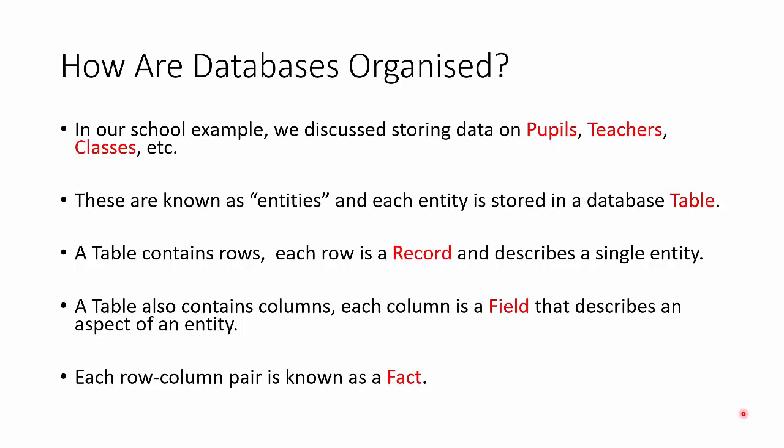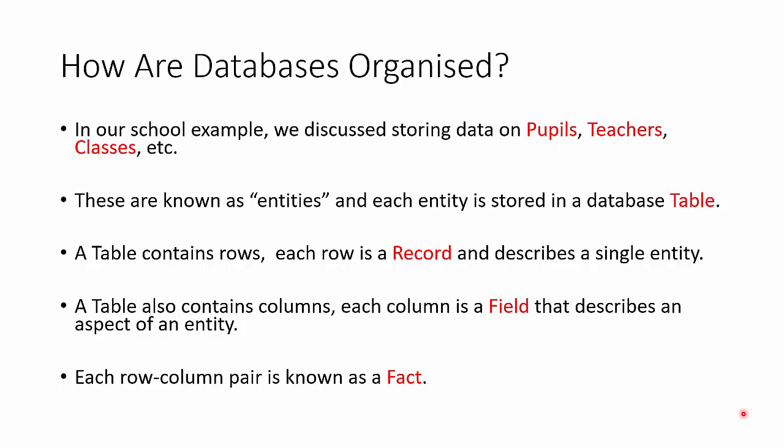So a table has rows, and each row is a record. And a record describes a single pupil. So again, you've got a pupils table that has lots of rows, and each row is an individual pupil. A table also has columns. Okay, so rows go from left to right and columns go from top to bottom. And a database table is the same. It also has columns, and each column is called a field. So that describes an aspect of an entity that's applicable to all the entities.